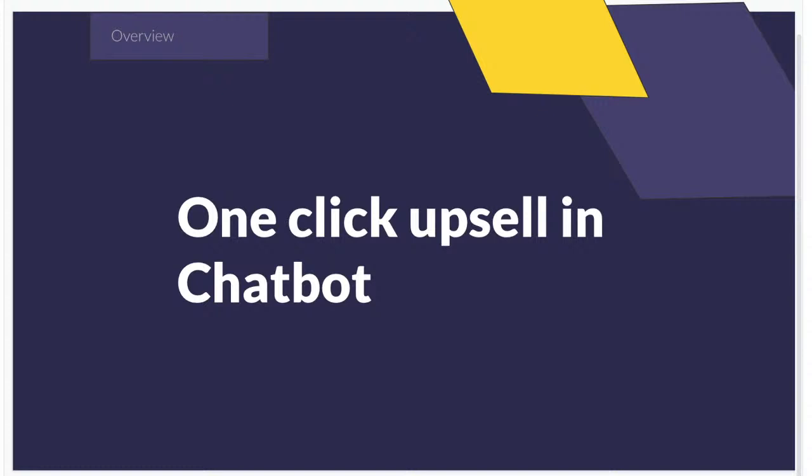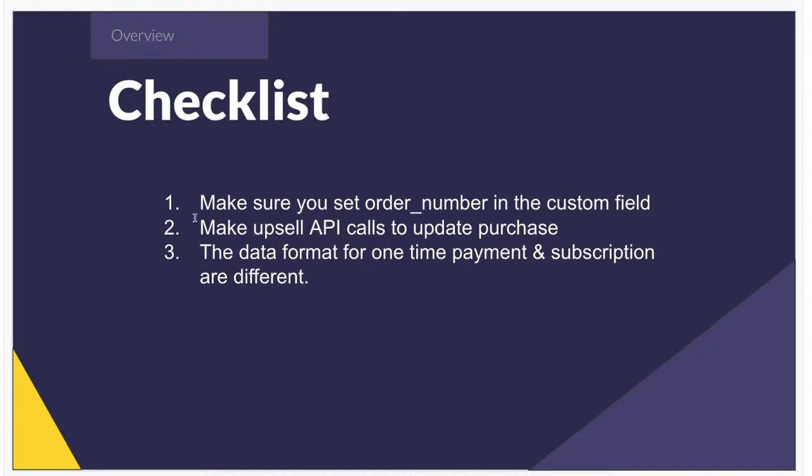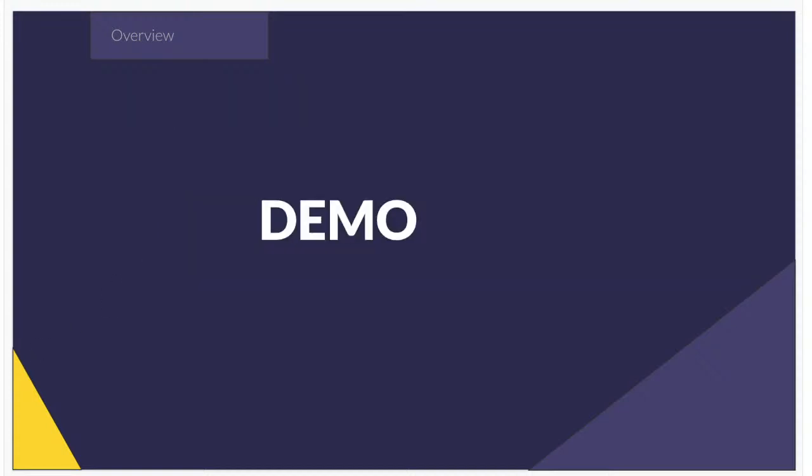In this tutorial, I'm going to show you how to set up the one-click upsell in your chatbot through Panda checkout. Let's first go through what should be done. Checklist first. In order to sell the products and upsell, one-click upsell in your chatbot, I just need the order number in the chatbot. All the other things can be done through our upsell API calls to update the purchase. There is a different data format for one-time payment and subscriptions, but I will show you in a little while. So now let's get back.